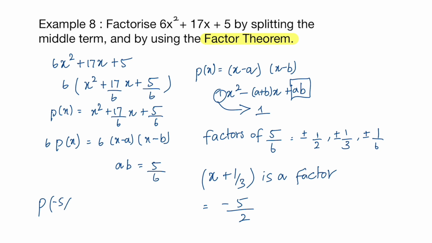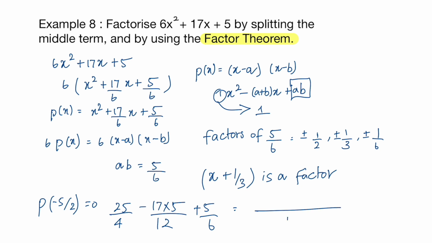P of minus 5 by 2 is equal to 0. You can just verify that. I'll just do that for you now. So minus 5 by 2 squared, let me just do it quickly, just for verification. So minus 5 by 2 squared is 25 by 4, and we are going to multiply with 17 by 6, right? So 17 into 5 by 6 times 2, that is 12, plus 5 by 6.